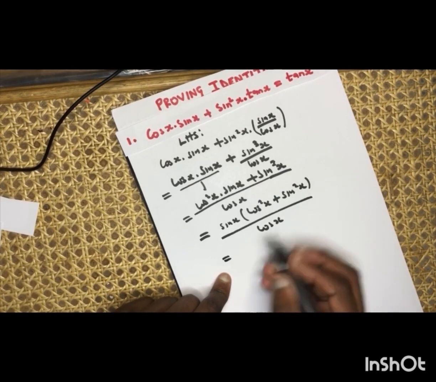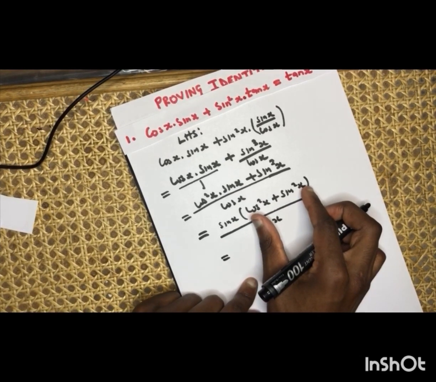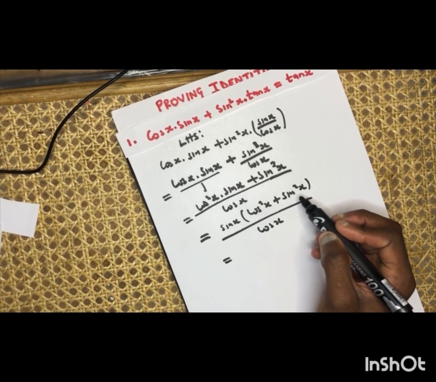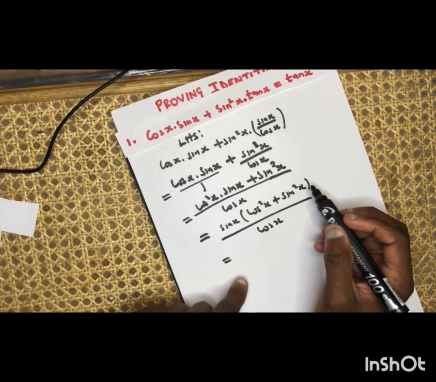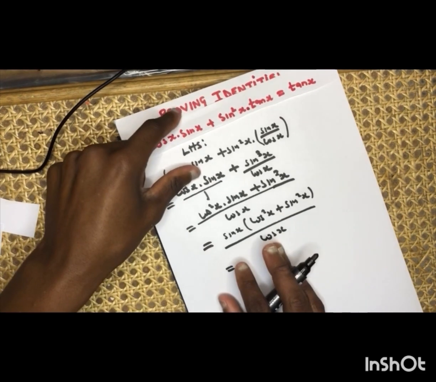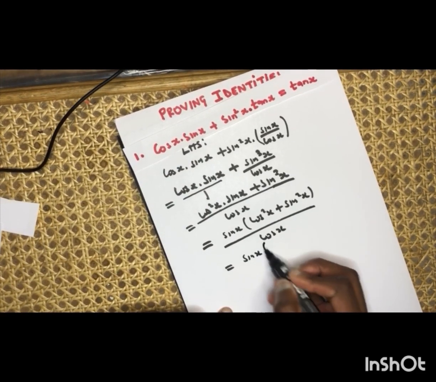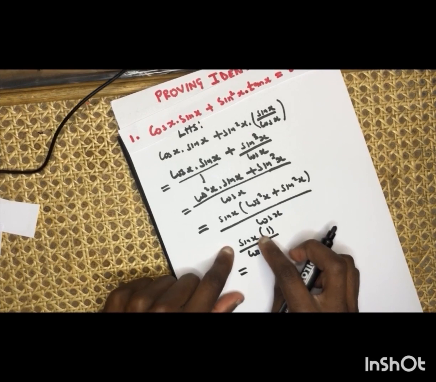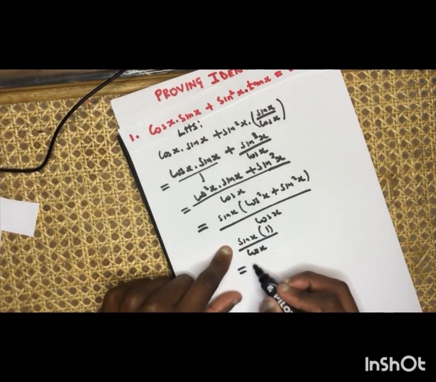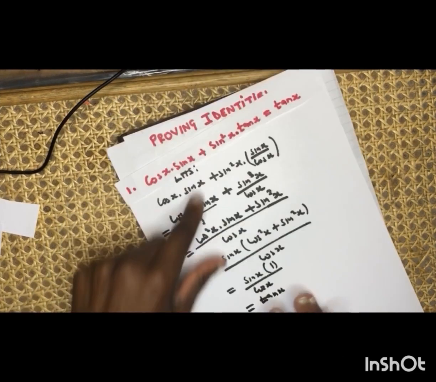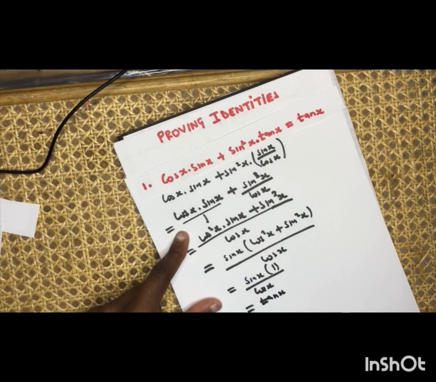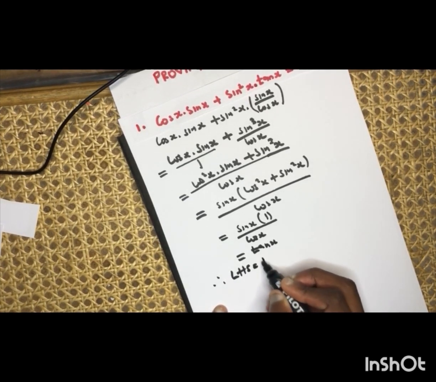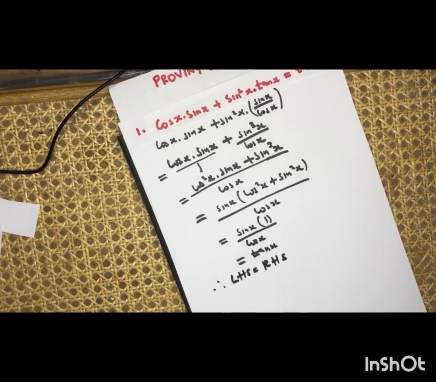Now if you see what we have in the brackets, cos squared plus sin squared will give us 1 from your square identity, what you did in grade 11. So this is sin x times 1 over cos x. We know now that sin over cos gives us tan, which is tan x. Now can you see that the left hand side is equal to the right hand side? We can conclude, therefore, left hand side is equal to the what? To the right hand side.